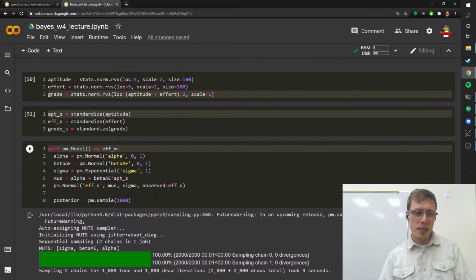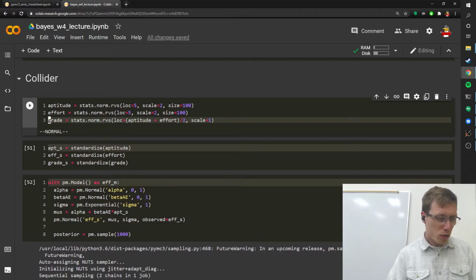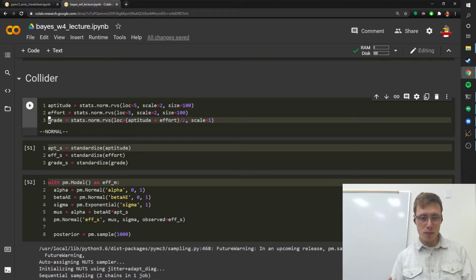Now let's run this again, where now we add in what grade they got in the class. And what their grade was, very simple equation. It's just the average of their aptitude and their effort. That's all I did. I took the aptitude plus the effort divided by 2. So the average student gets a grade of 5 in the class, right?